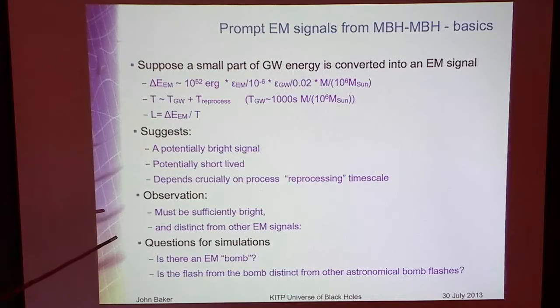So, having said all that, if you want to be able to observe it, it has to be sufficiently bright, but it also has to be distinct from other electromagnetic signals, right? So it can't just be something, a warm glow over there, that looked like any other warm glow that might have been happening in a galaxy at any moment. But in terms of questions for simulations, in order to understand this, is there some kind of electromagnetic bomb? And I don't think I invented that description here. And is the flash from the bomb somehow distinct from other bombs? Because there's lots of electromagnetic bombs in the sky.